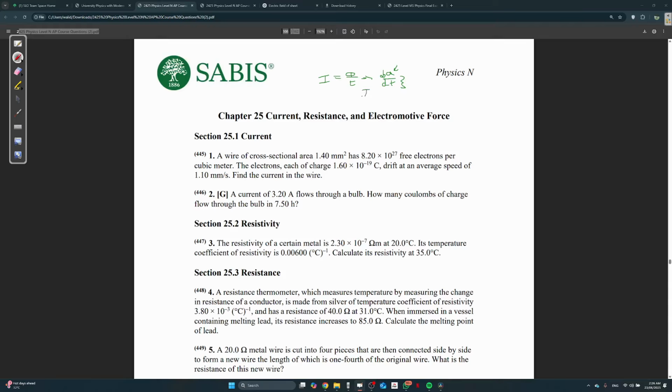But the new formula is I equals N times E times V times A. Or you could say NEAV or NAVE, whatever, but it's just these four things multiplied by each other. What's N? N is the number of electrons. E is the charge of the electron, which is 1.6 times 10 to the minus 19. You need to know this. A is the area, and V is the drift velocity, sorry.